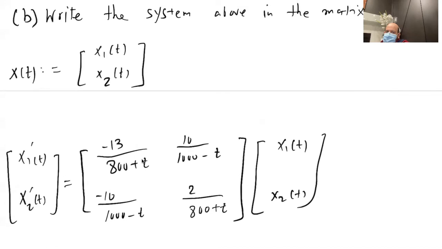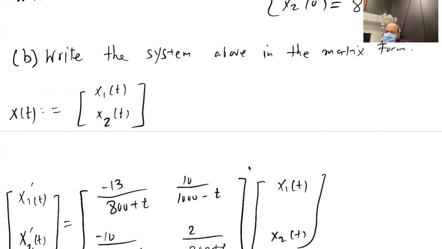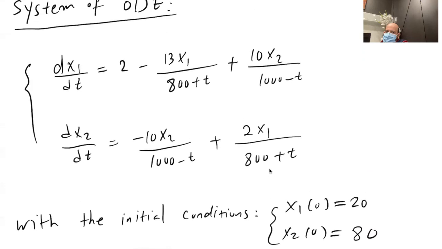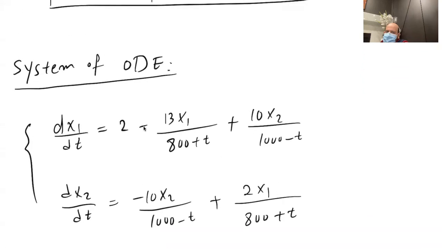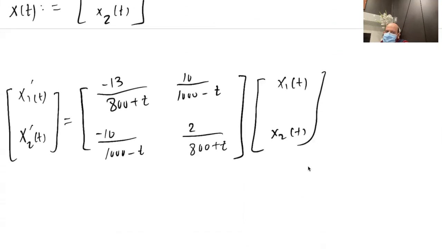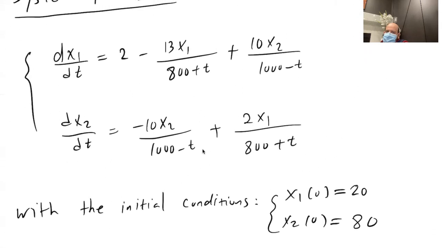So if you multiply this matrix with this vector, you know that the matrix vector multiplication is row by column. If you multiply this row by this column, then you get this expression here, apart from this term, which I still need to include later. And similarly, if you multiply this row by this column, then you get this expression, which is supposed to be equal to dx2 over dt, or x2 prime. But then I just need to include this additional term here, which I can include as a vector.